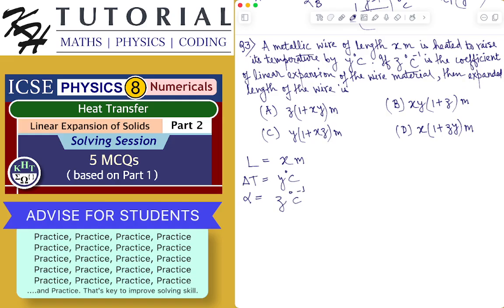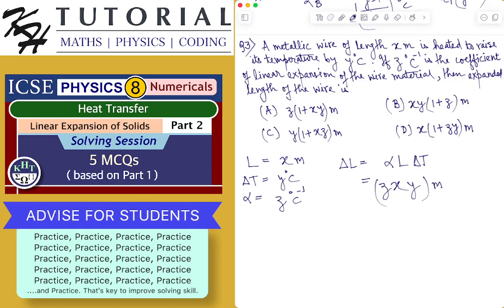So for that we need to find first what is the delta L, that is, what is the increase in length. Delta L we know is alpha multiplied by capital L multiplied by delta T. This is equal to, alpha is given to be Z, L is given to be x, and delta T is given to be y. So delta L should be this much meter.